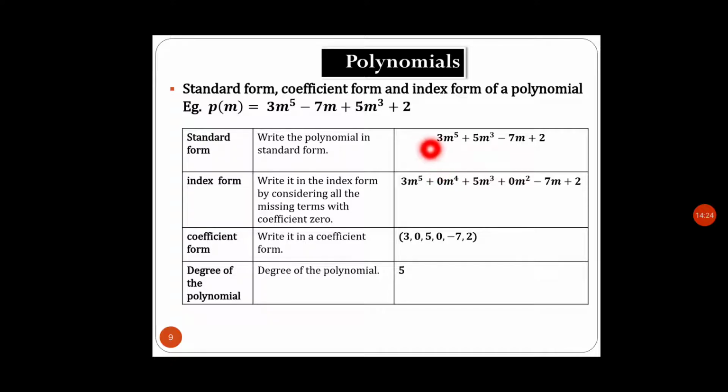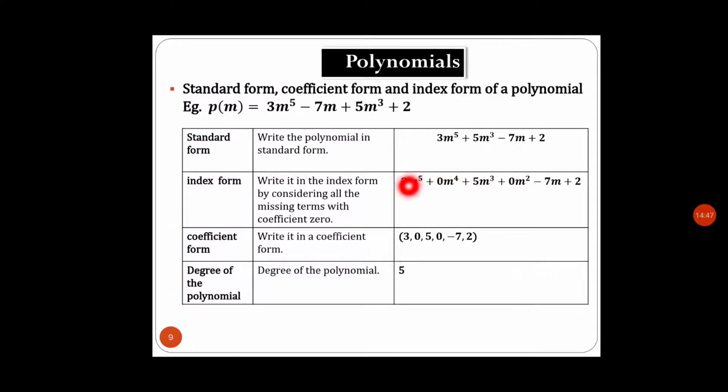Suppose in this polynomial 3m raised to 5 plus 5m cube minus 7m plus 2, which terms are missing here? After 5, what do we require? 4. After 3, what do we require? 2. Means here the m raised to 4 and m square terms are missing.